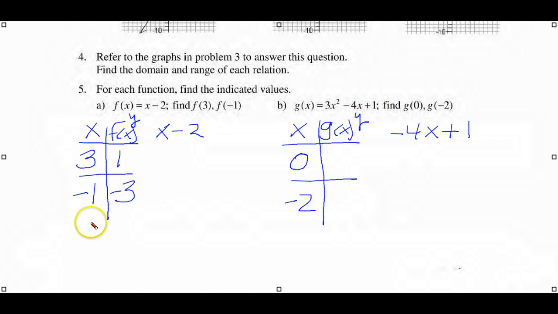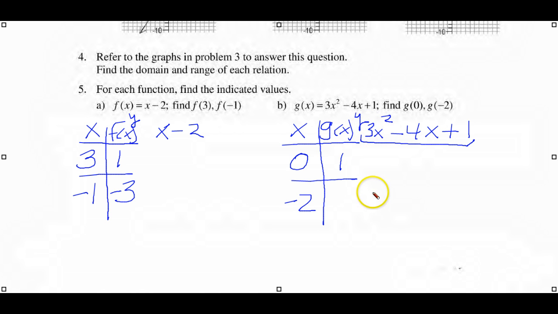Now, for this one, I left out the 3x squared. There we go. Now we have the whole thing. So if x is 0, this is a 0, this is a 0, this will be a 1. Now we did one like this. If x squared is a negative 2 squared, that's a positive 4.